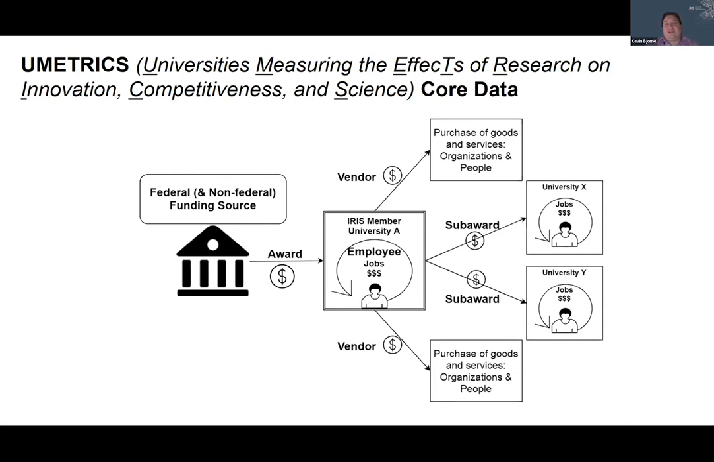Then we also pull in data about the goods and services that are being purchased to conduct that research. So these would be things like computers and microscopes and travel and things like that. Anything that is used to further the research projects. Additionally, we pull in data on subawards or subcontracts that are typically made when a university subcontracts out a portion of the research to another organization, usually another university. And we're able to track all of that information for every member university of IRIS.